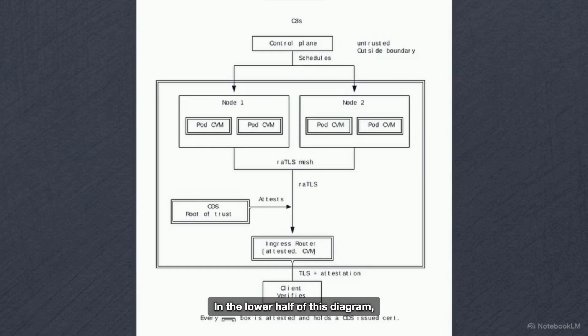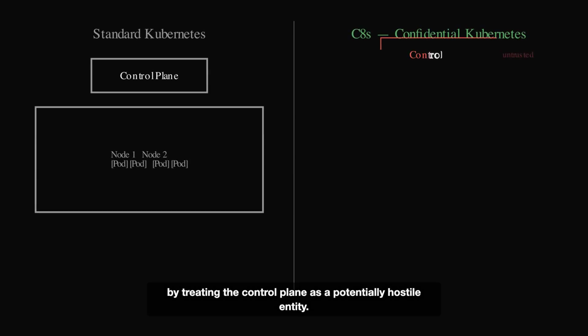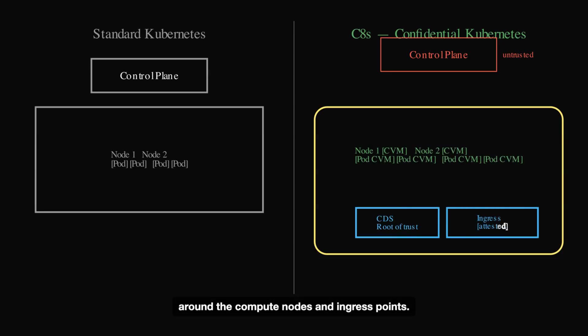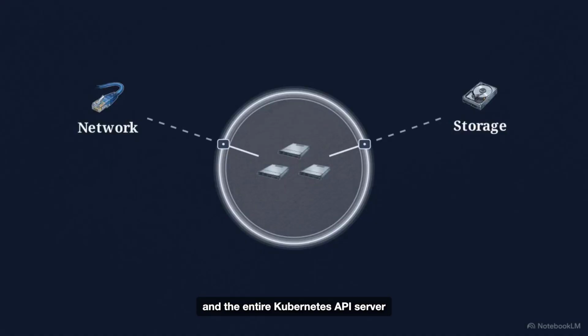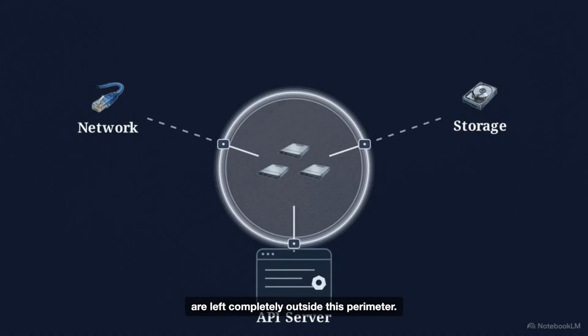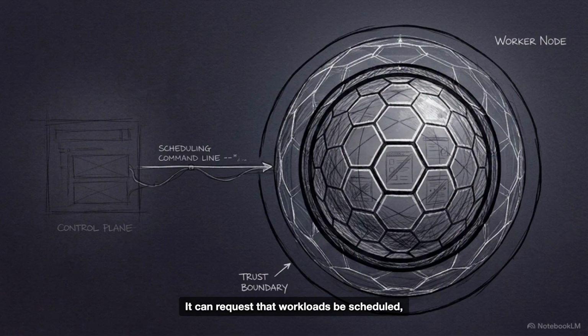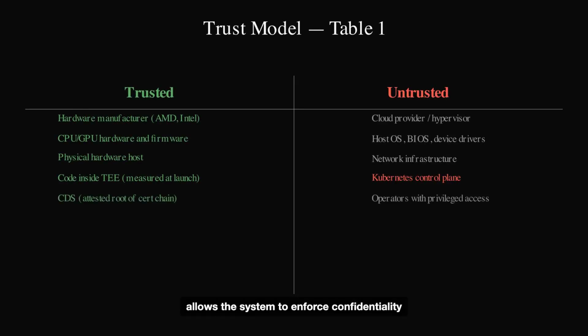In the lower half of this diagram, the C8s architecture addresses this risk by treating the control plane as a potentially hostile entity. It draws a strict cryptographic trust boundary around the compute nodes and ingress points. Network infrastructure, storage backends, and the entire Kubernetes API server are left completely outside this perimeter. The control plane is demoted to pure orchestration. It can request that workloads be scheduled, but it has no authority to observe data or dictate trust policies within the boundary. Removing the control plane's visibility into the workload allows the system to enforce confidentiality through hardware-rooted cryptography.